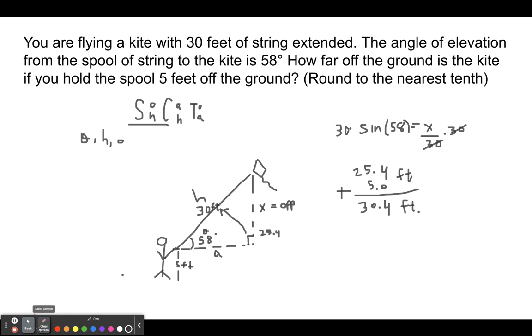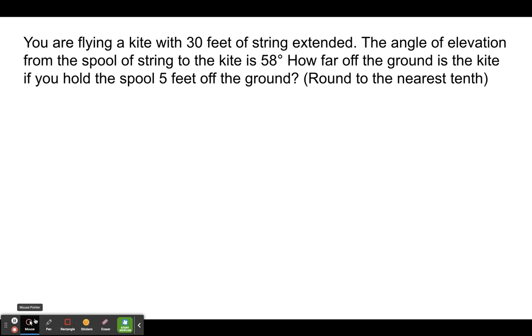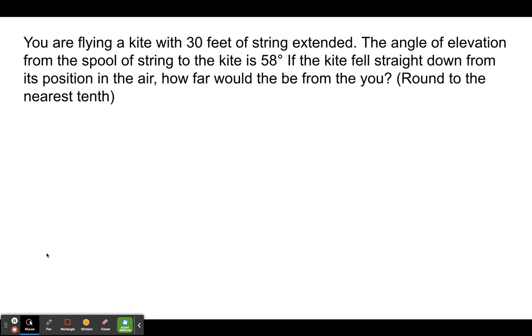All right, now clear, and then hit back. And the last problem, you're flying a kite with 30 feet of string extended. The angle of elevation from the spool of string to the kite is again 58 degrees. But now the question is, let's say that kite fell directly straight down from the position that it held in the air. How far would the kite be from you? So think about how far you would have to walk if you wanted to pick up the kite. Okay. Again, round your answer to the nearest tenth.